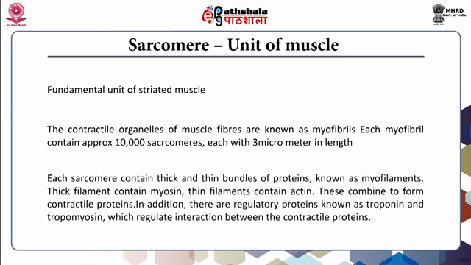Each sarcomere contains thick and thin bundles of proteins known as myofilaments. Thick filament contain myosin and thin filament contain actin. These combine to form contractile proteins. In addition, there are regulatory proteins known as troponin and tropomyosin, which regulate interaction between the contractile proteins.